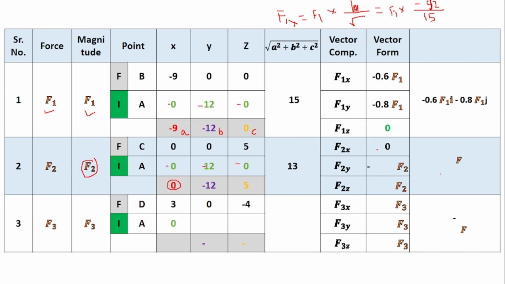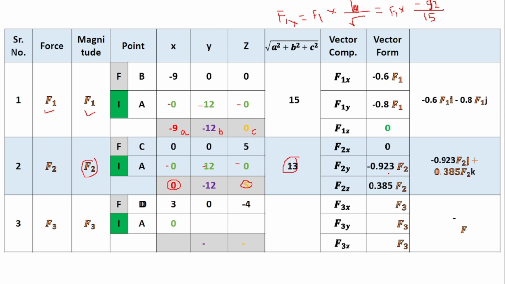Now to calculate F2x, multiply the F2 magnitude into the a term divided by 13. So here it is 0. Next, F2 into -12 divided by 13. The answer is -0.923. The next term will be F2 into 5 divided by 13. The answer is 0.385. In this way we can convert this F2 into the vector form. The final vector form is -0.923 F2 j plus 0.385 F2 k. So this is the vector form for the given force.